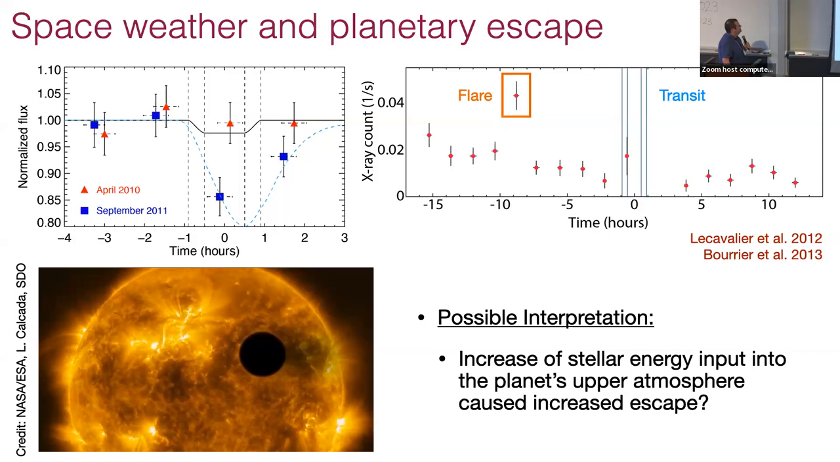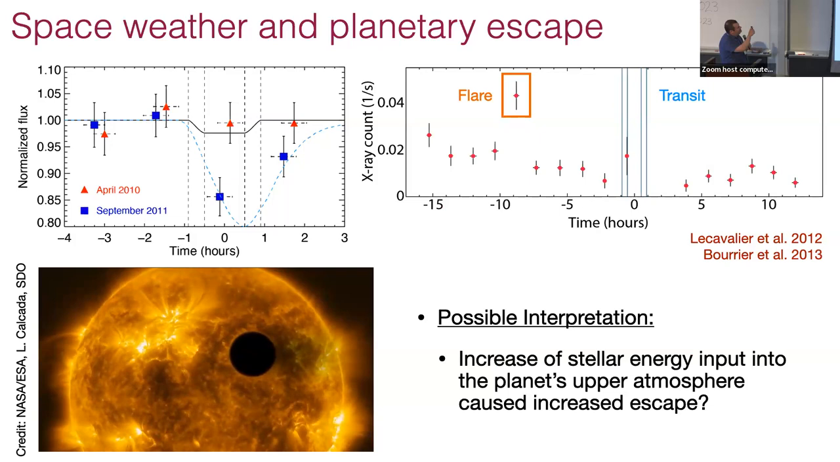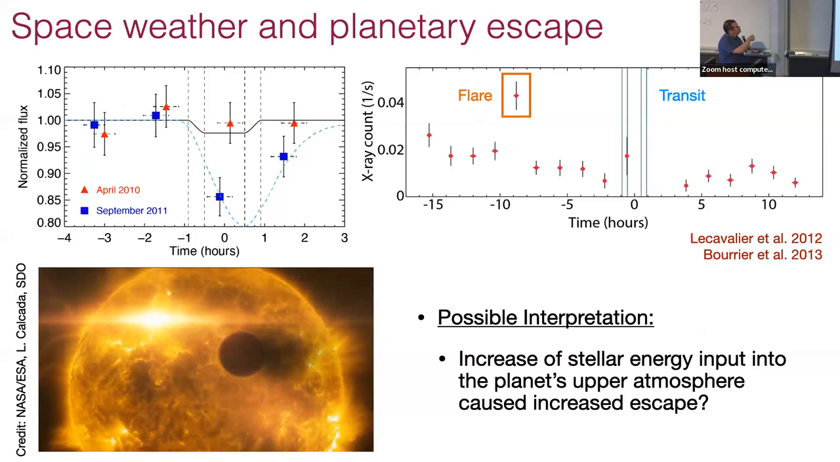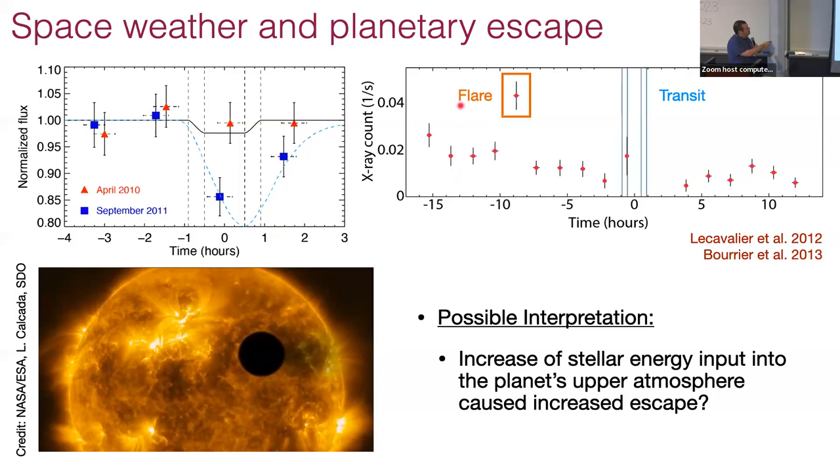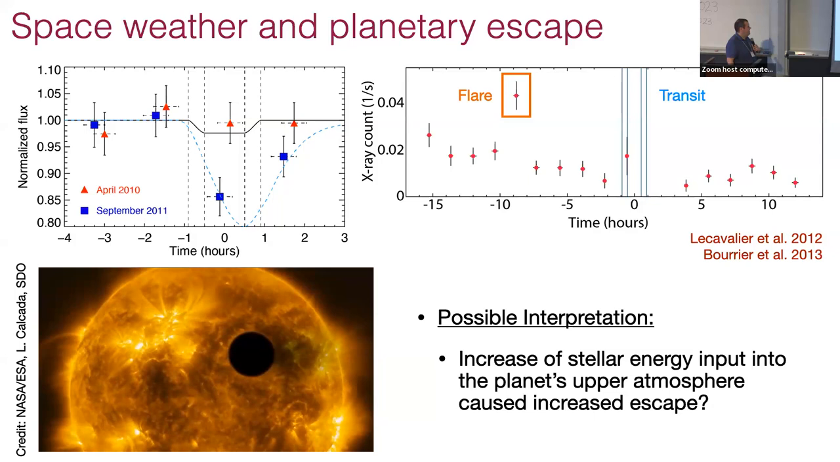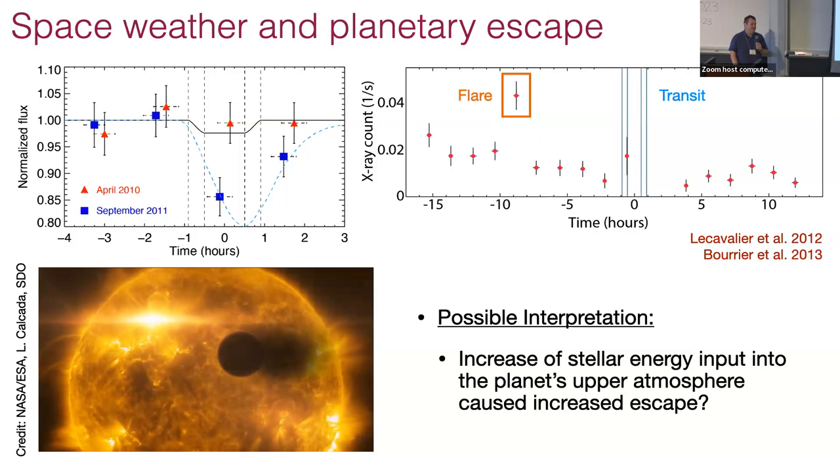This is HD189733 taken on two epochs here. In April 2010, they essentially see no increased Lyman alpha absorption. But in 2011, they see an almost 20% depth in the transit. And coincidentally, this team took X-ray observations leading up to the transit. And there's a flare that occurs about 8 hours before the transit begins. So one of the possible interpretations here is that the flare is putting these energetic photons and particles into the atmosphere of the planet.